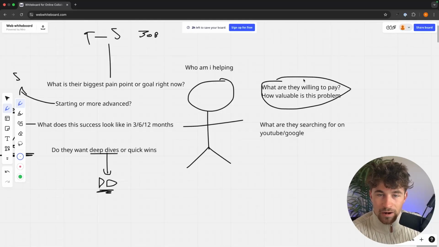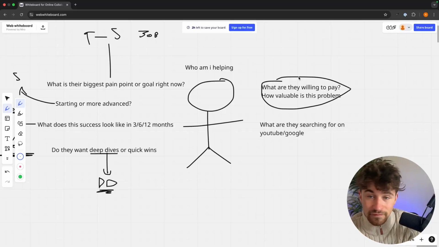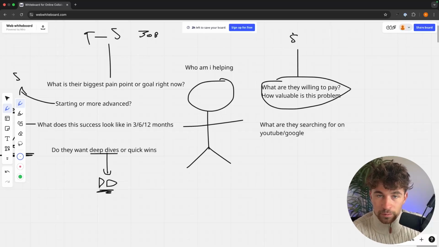What are they willing to pay? How valuable is this problem? This is a pretty valuable problem, right? They want to leave their 9-to-5. They want to change their life. They want to make 10K per month. So this is a very, very valuable problem.